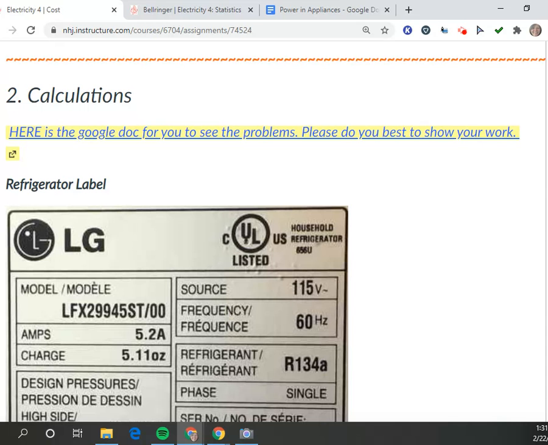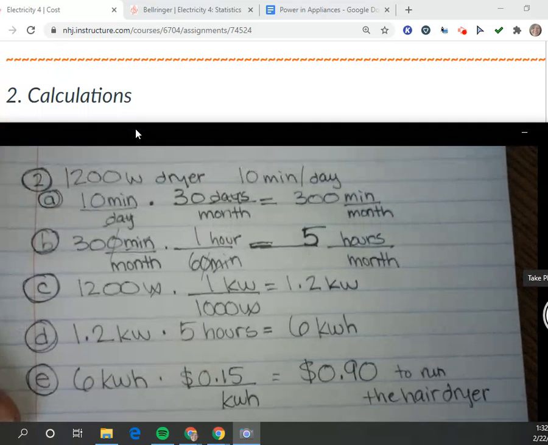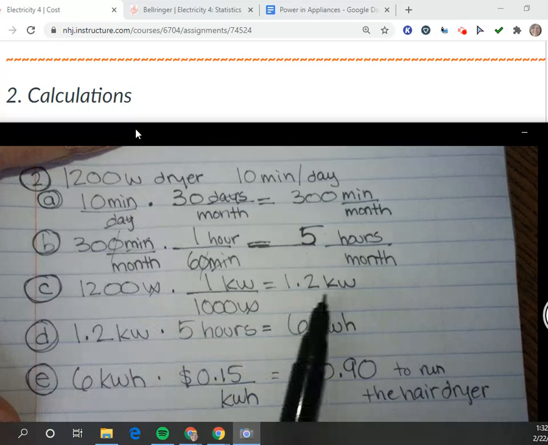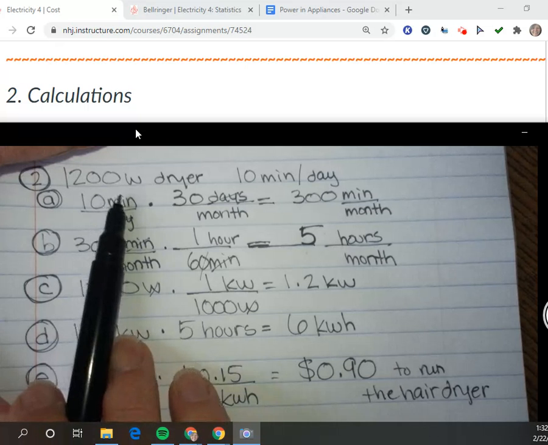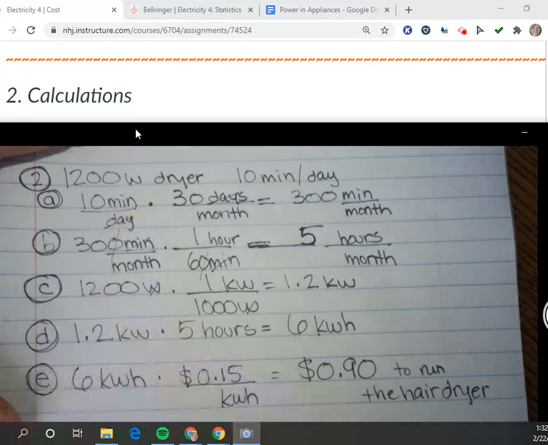So let's think about what we had here. Okay, we had to know the watts. Then we found the kilowatts. Now, what happens if you're not told the watts? Is there any way that you could find the power used in your appliance?